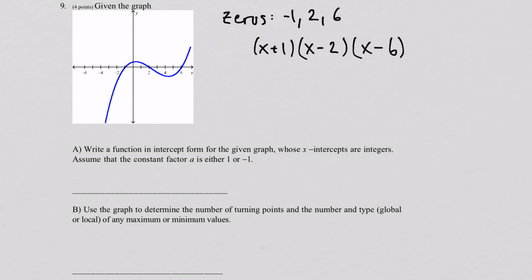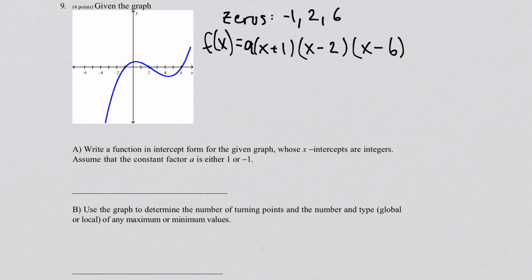And so that's my basic function. F of x is equal to that. The only thing I have left to figure out is what is the a value in here. And also, do any of these repeat? Meaning, do I have to put a square on any of these or not? Okay, so how do you determine the a value?